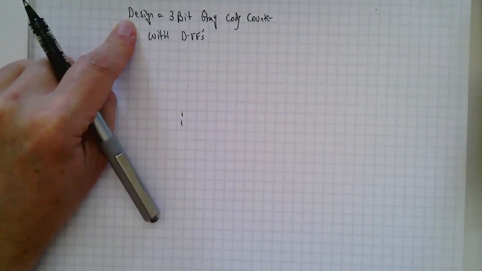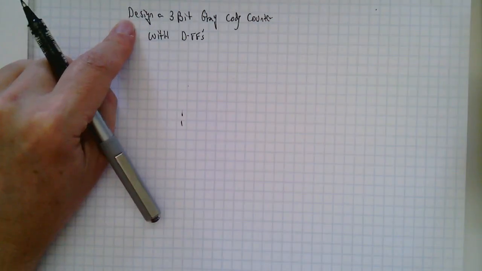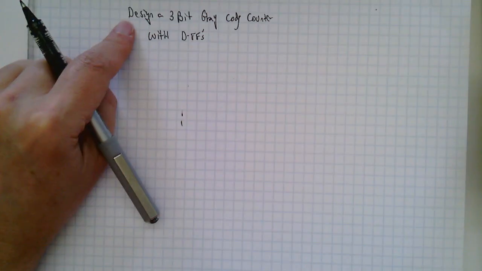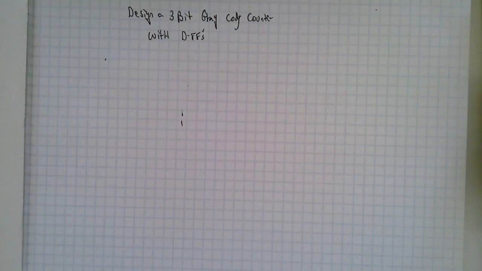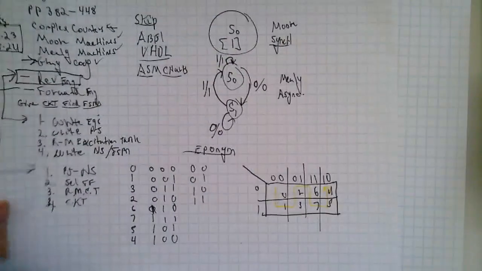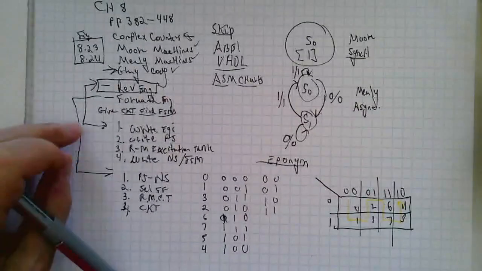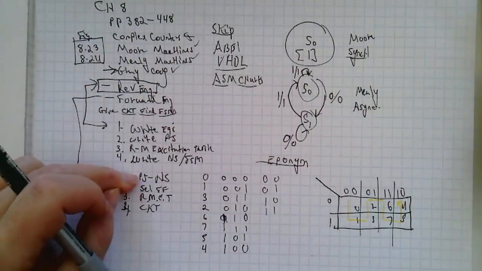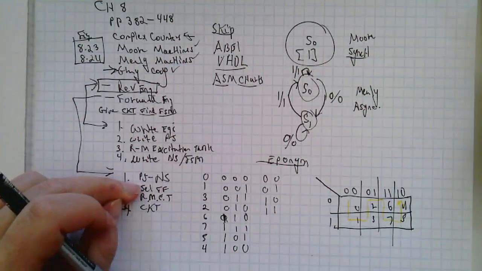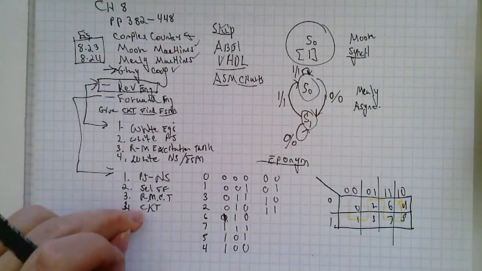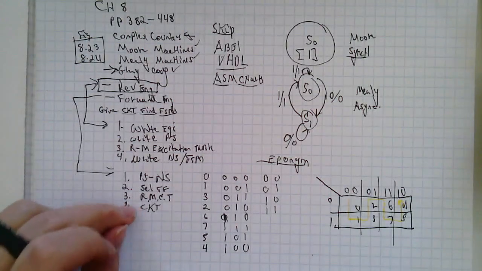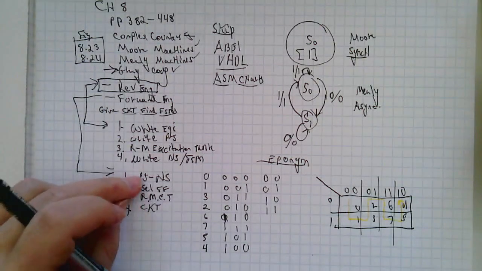How do I approach this problem? I got my steps, right? What are my steps? Well, I don't know. It says here forward engineering, right? Forward engineering says you need the present state, next state diagram. You got to select the flip-flop. You got to get the remapped excitation table. You got to write out the circuit. That circuit is your implementation, but you don't get there by jumping ahead. You got to go through the steps. Present state, next state, select the flip-flop.